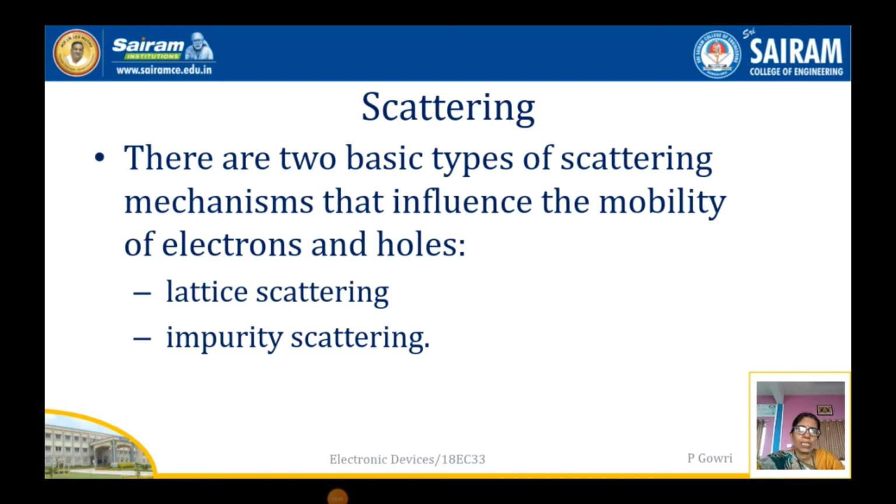What is meant by scattering? There are two types of scattering. One is called lattice scattering and the other is called impurity scattering. So what is scattering?